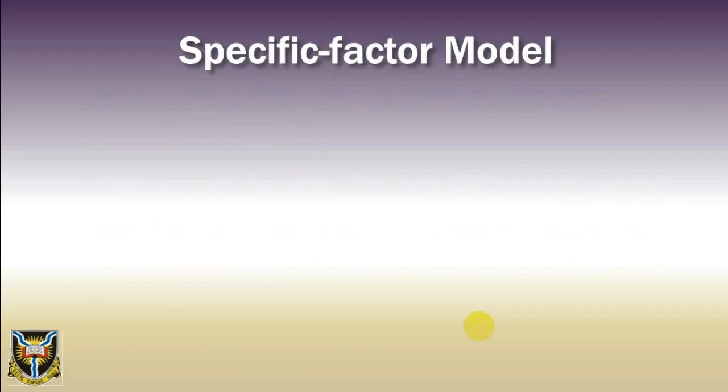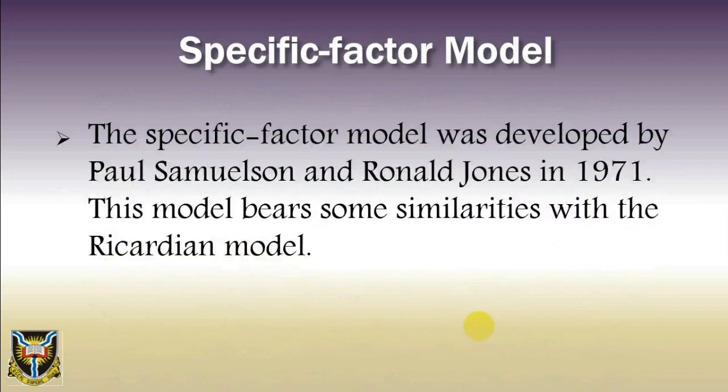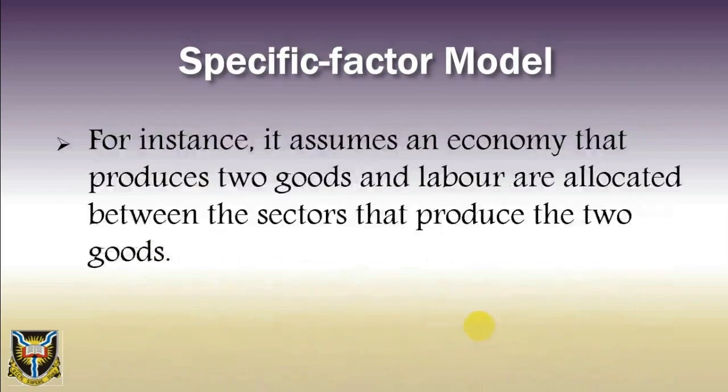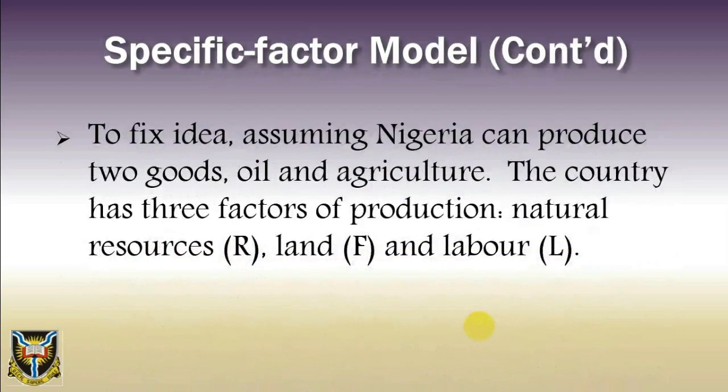Specific factor model. The specific factor model was developed by Paul Samuelson and Ronald Jones in 1971. This model bears similarities with the Ricardian model. For instance, it assumes an economy that produces two goods, and labor is allocated between the two sectors that produce the two goods. However, the model departs from the Ricardian world by extending factors of production beyond one.